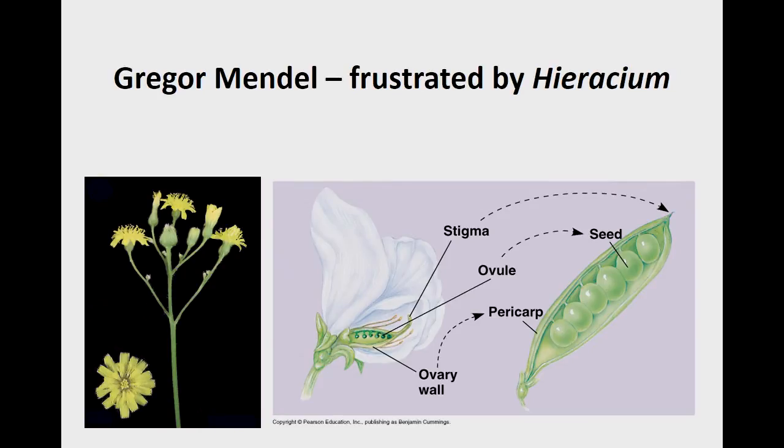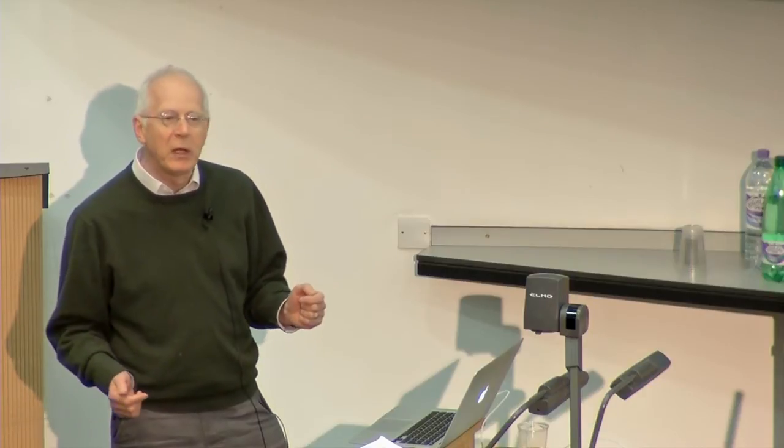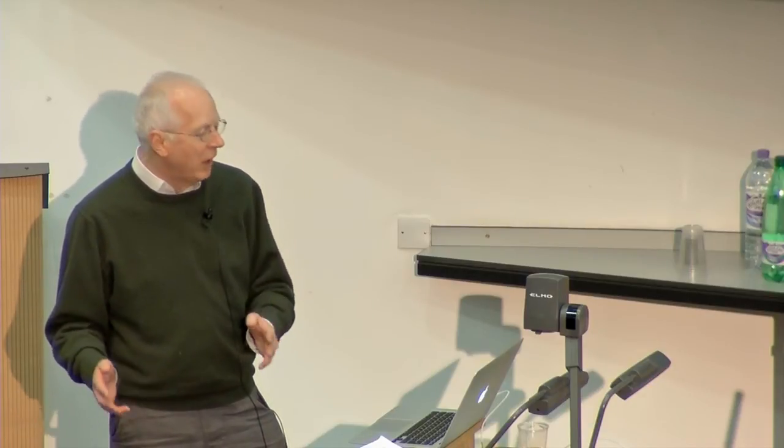Well, firstly, doing cross-pollinations with a plant with that sort of anatomy is not that straightforward. But secondly, it turns out that Hieracium is apomictic, so it reproduces asexually. This completely screwed up Mendel. And so this is why he went, as many scientists do when they get frustrated by the realities of doing bench science, into administration.